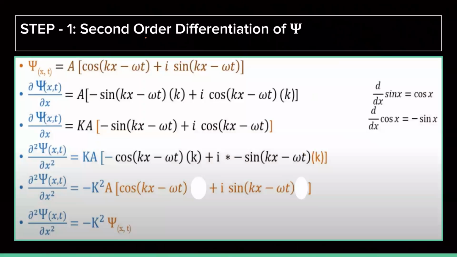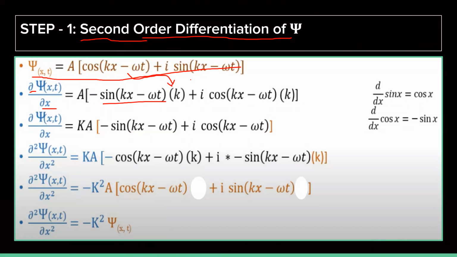First is the second order differentiation of psi. From the previous equation, which is the initial equation for the entire derivation, I have differentiated once with respect to x. The differentiation of cos is minus sine, and differentiating the theta part gives us k. The differentiation of sine is cos, and differentiating this part gives us k again. Since k is common in both terms, we take k out and write the remaining part.